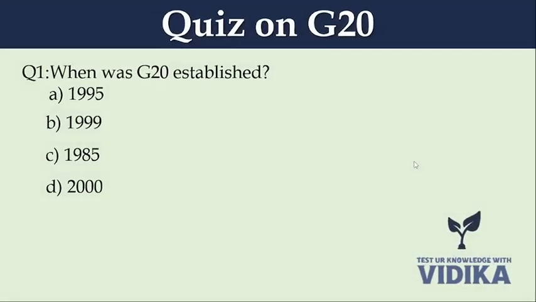When was G20 established? Option A 1995, option B 1999, option C 1985, option D 2000.